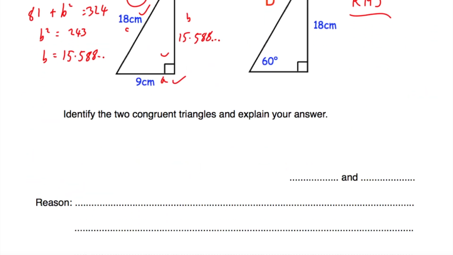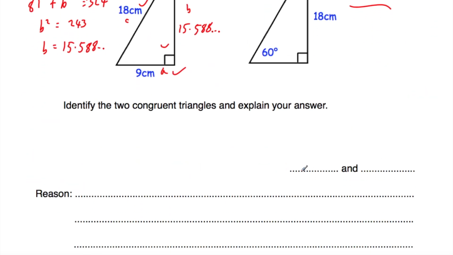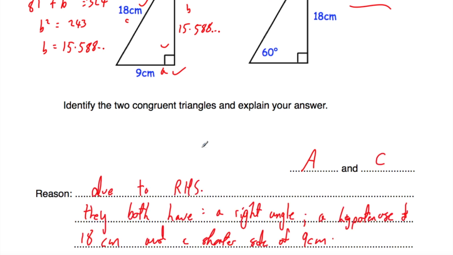So let's write that down. The triangles that are congruent are A and C. And that's it. I've just said that triangles A and C are congruent to each other due to RHS, right angle hypotenuse side, because they both have a right angle, a hypotenuse of 18 centimeters, and a shorter side of 9 centimeters.